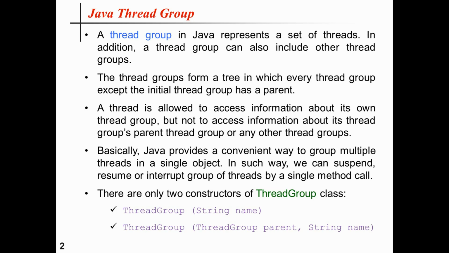Basically, Java provides a convenient way to group multiple threads in a single object. In such a way, we can suspend, resume, or interrupt a group of threads by using a single method call, and that is the beauty of using Java thread group. Using a single method call, we can perform several operations like suspend, resume, or interrupt a group of threads.